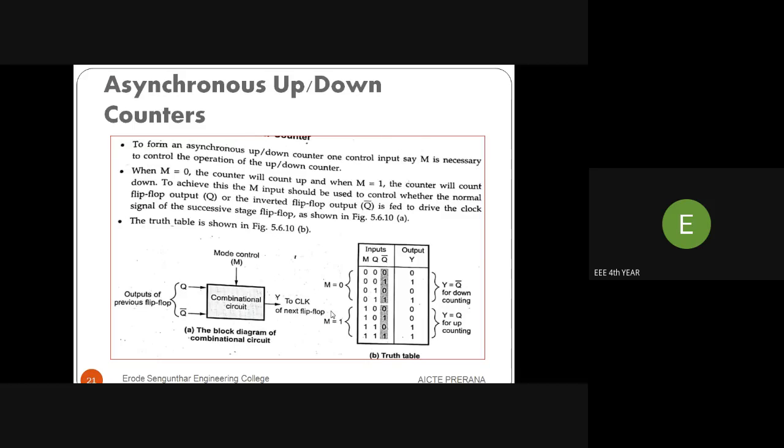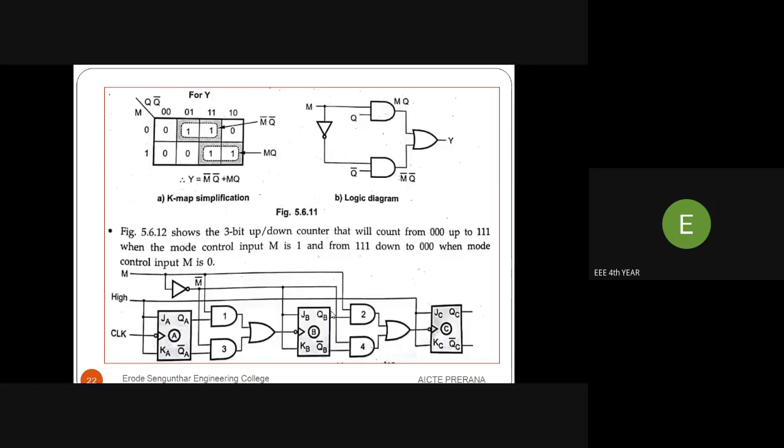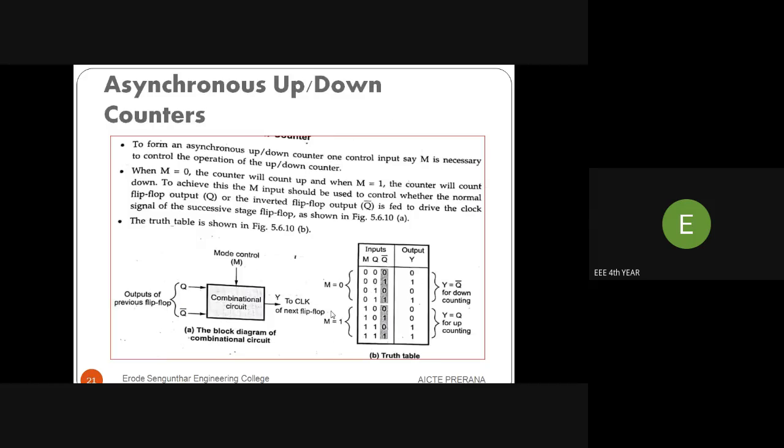Next, the asynchronous up-down counter. Like the synchronous up-down counter, there is an asynchronous up-down counter. This is the basic combinational circuit, where the output of the previous flip-flop given to Q is called an up counter, and the output of the previous flip-flop given to Q bar is called a down counter. The mode M is used for mode control. When it is 0, it goes for up counter. When it is 1, it goes for down counter. The combinational circuit gives the output.